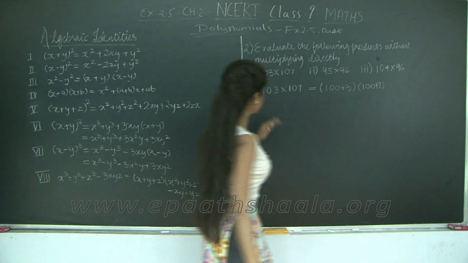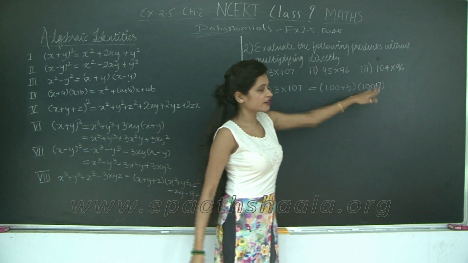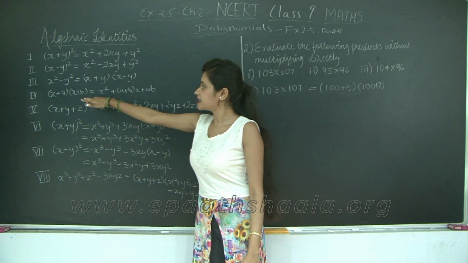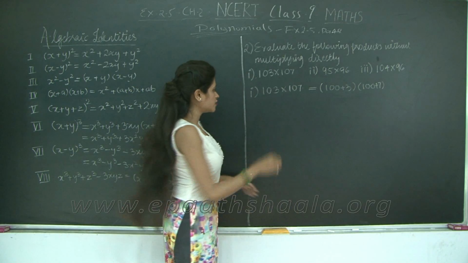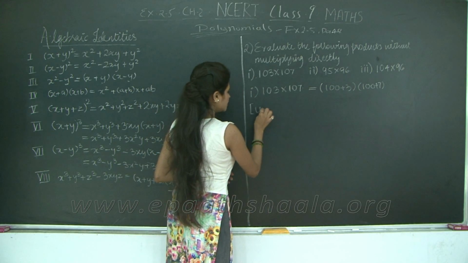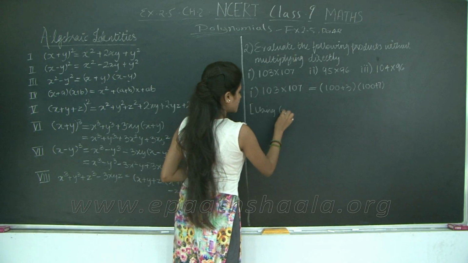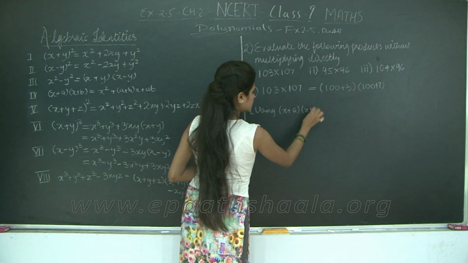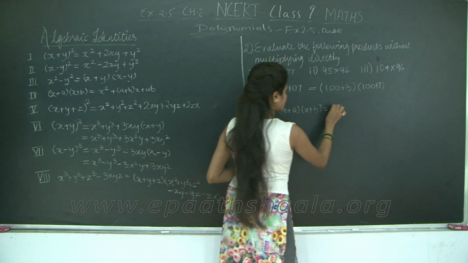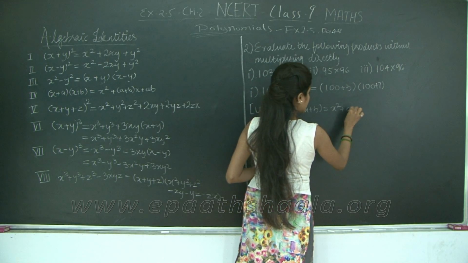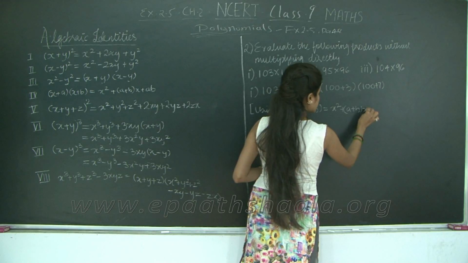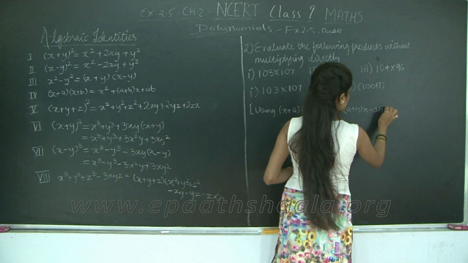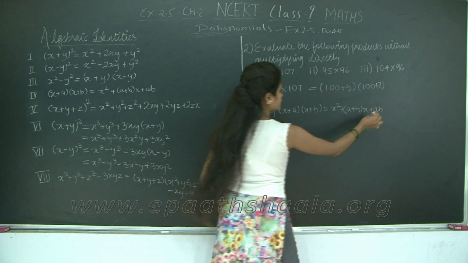Now let's see. 100 plus 3 and 100 plus 7. Which identity does it resemble? Here the fourth one, x plus a into x plus b. Right? So I am going to say, using x plus a into x plus b is equal to x square plus a plus b into x plus ab. We already have it written.